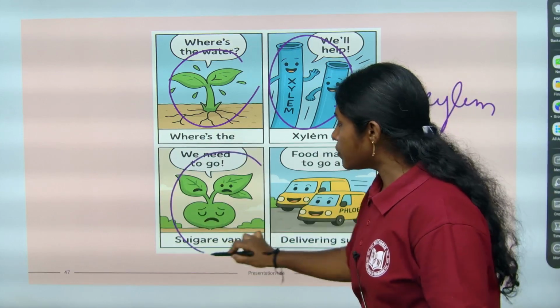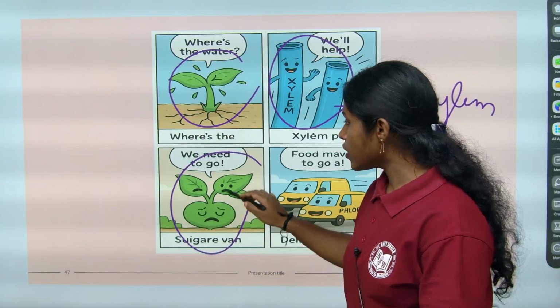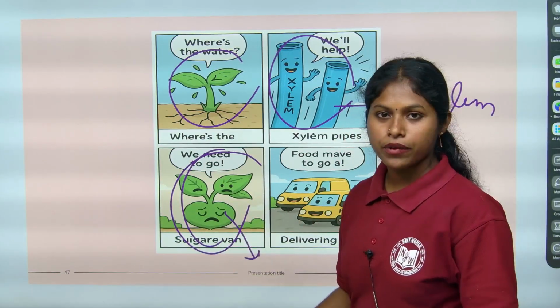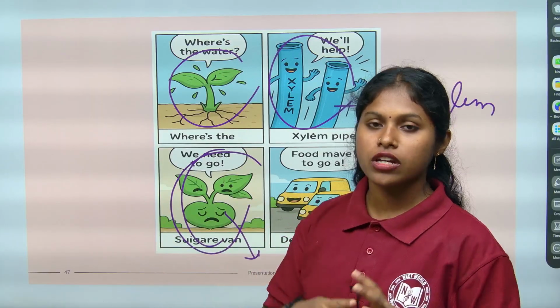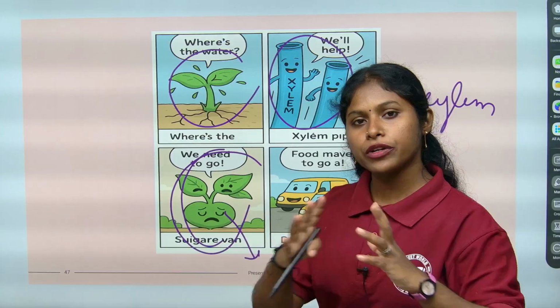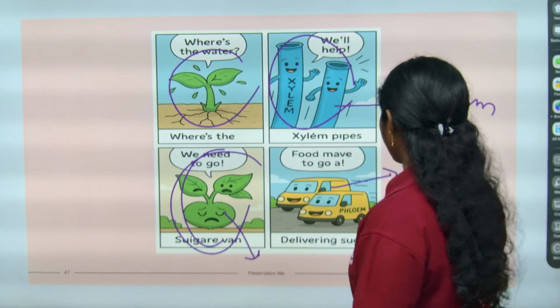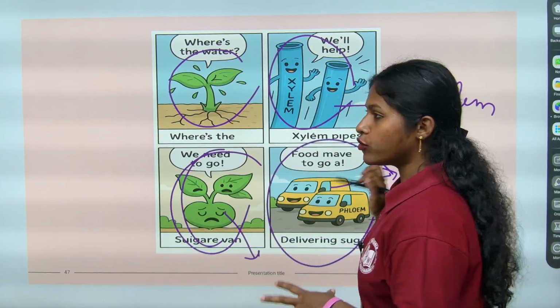So here the kitchen of the plant is the leaves, right? Because photosynthesis happens in the leaves. So here the food is prepared in the leaves. So who will come to transport the prepared food to all parts of the plant? Which tissue will distribute the food to all parts of the plant? Nothing but phloem. See here, the phloem ants are coming to deliver the food to all parts of the plant.